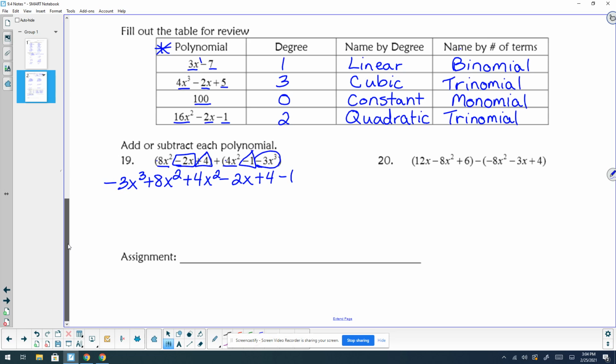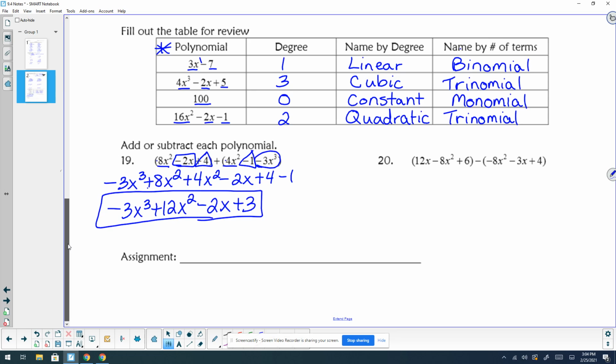What I want to do now is I can go ahead and combine like terms. Negative 3x to the third does not have a like term. 8x squared plus 4x squared would be 12x squared. Negative 2x does not have a like term, so it stays negative 2x. 4 minus 1 would get me positive 3.